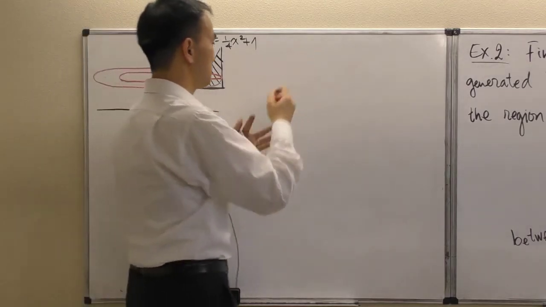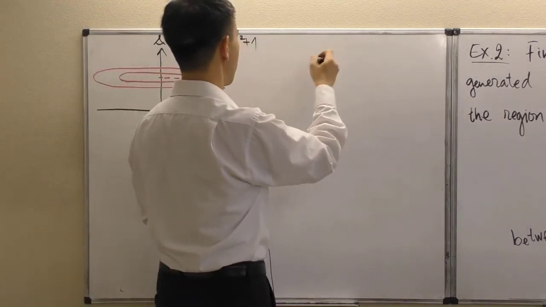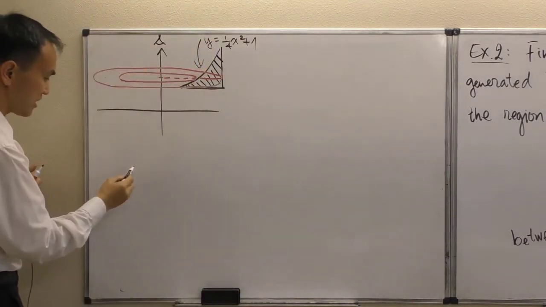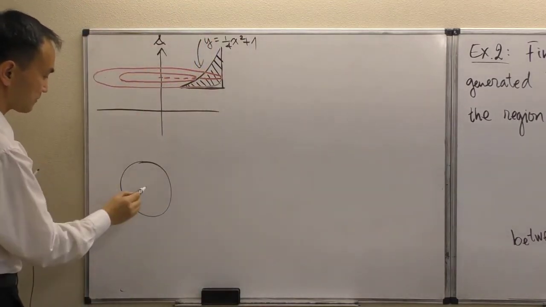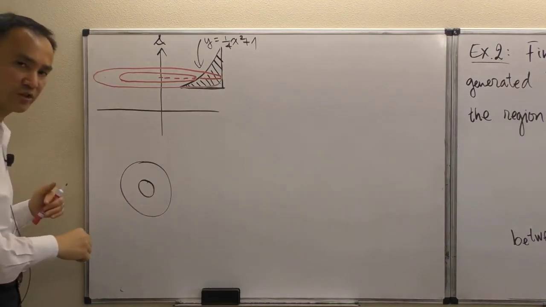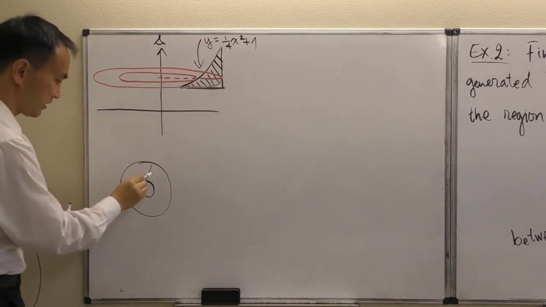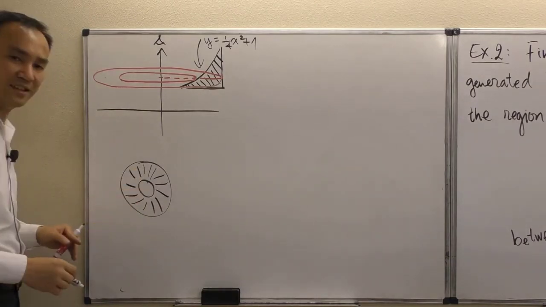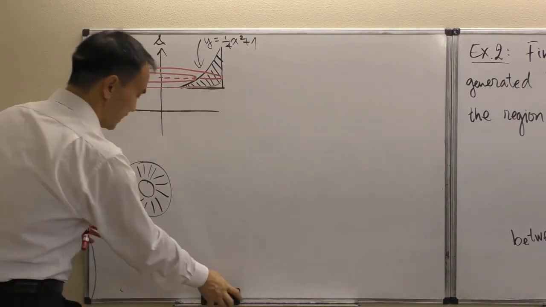All right, so now once you've got the picture down, then clearly in front of our eyes, right here, we're seeing two concentric circles that create a washer here. This is the area we want to find. That's the area we want to find. Okay, and then I will get back to that later.